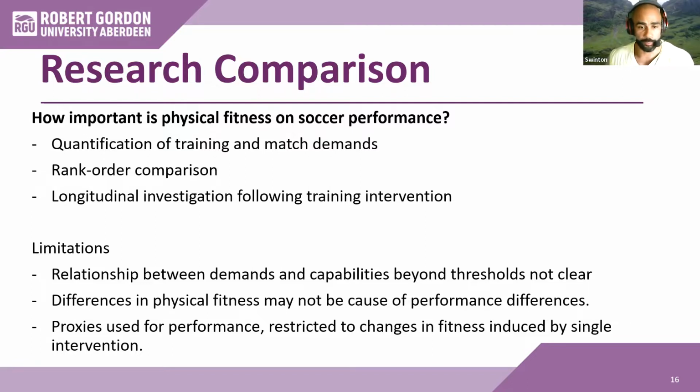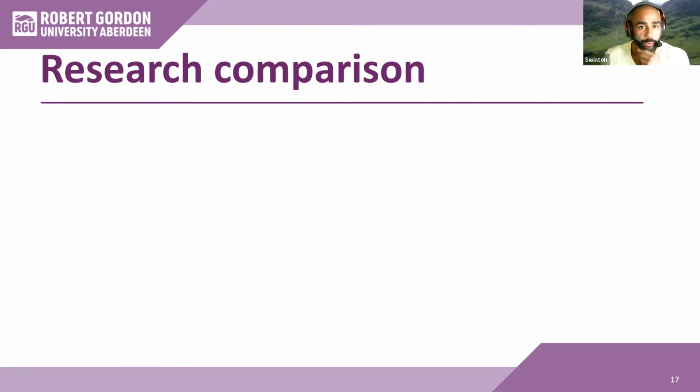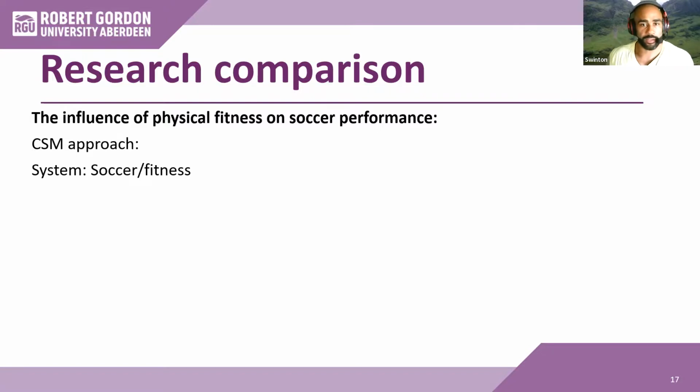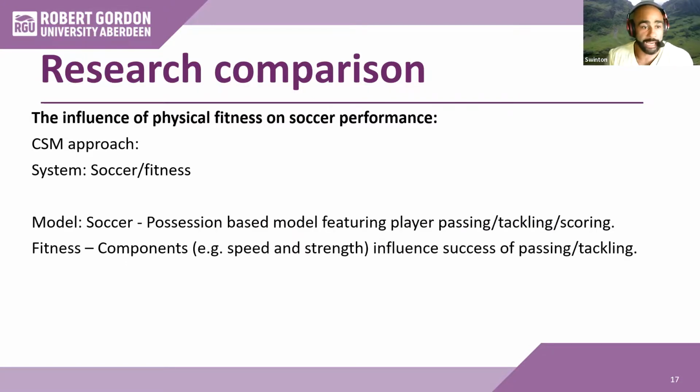And even if we were to do this process, that still gives us insight into only one intervention. So we don't know if our results will generalize to other interventions that perhaps, for example, focus a little bit more on strength and speed and things like that. So an alternative CSM approach would be to say, well, we have a system comprising soccer and fitness, and let's choose agent-based modeling, for example. In agent-based modeling, we might focus on possession. So possession leads to different outcomes. It leads to dribbling, passing, interception, tackling, or shots.